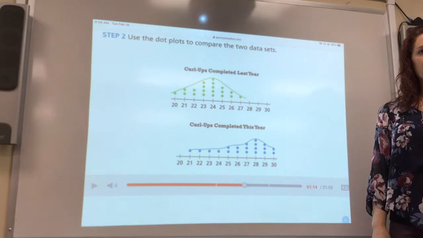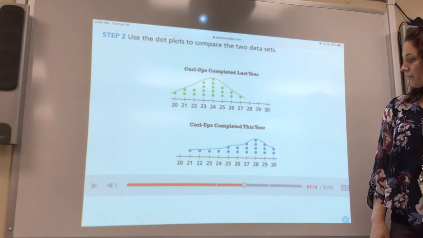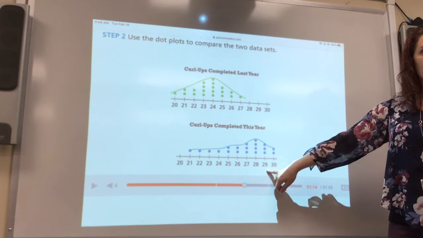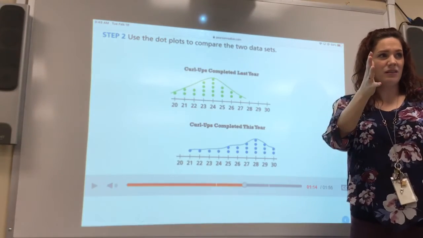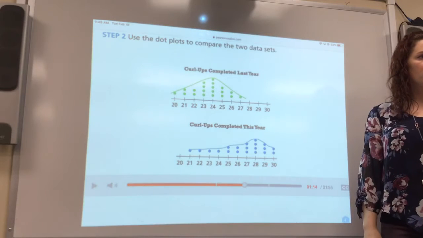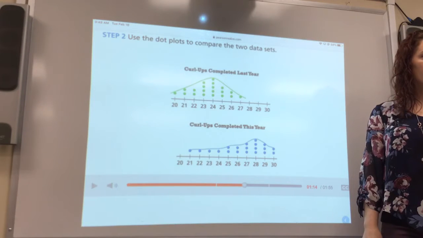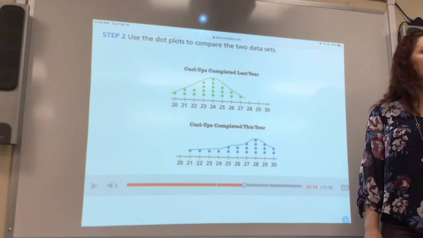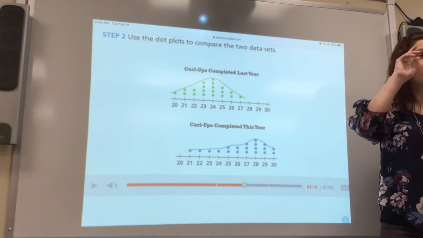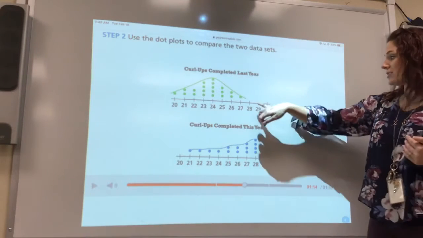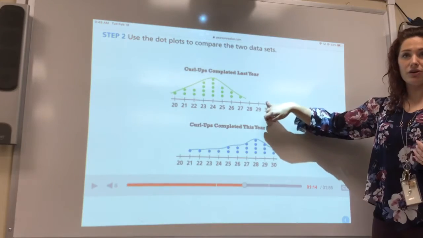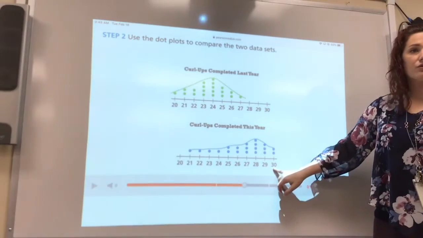Sam? That they did better last year. Look at the numbers down here. They had a lot more last year, consistently. Jude? That this year kids are getting more of them. Okay, how do you know that? Because last year no kids got to 28 or 29 or 30, and this year you had kids getting all of them. Yeah, last year we didn't have a single dot at 28, 29, or 30. And look how many we have at 28, 29, and 30 now.